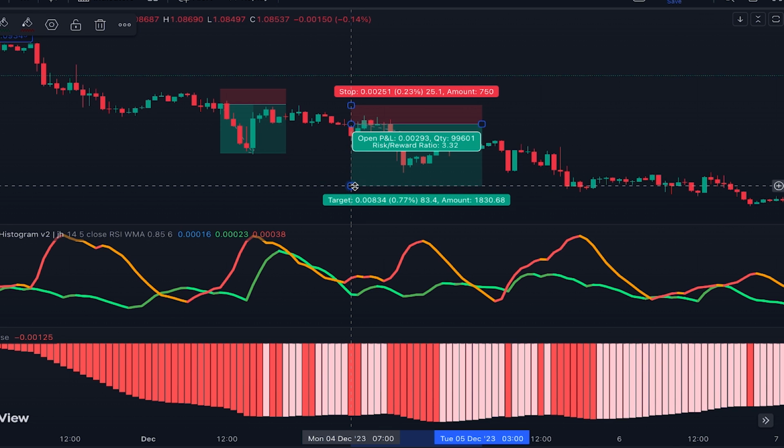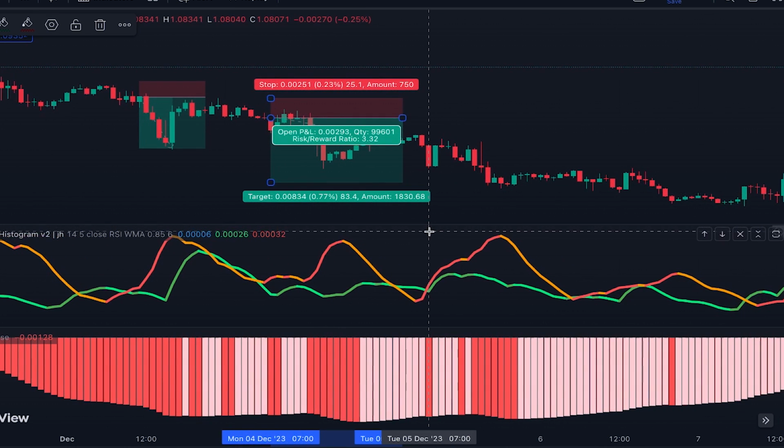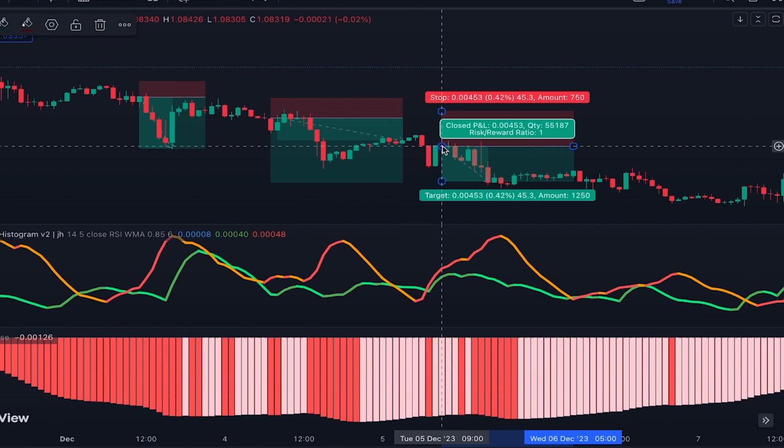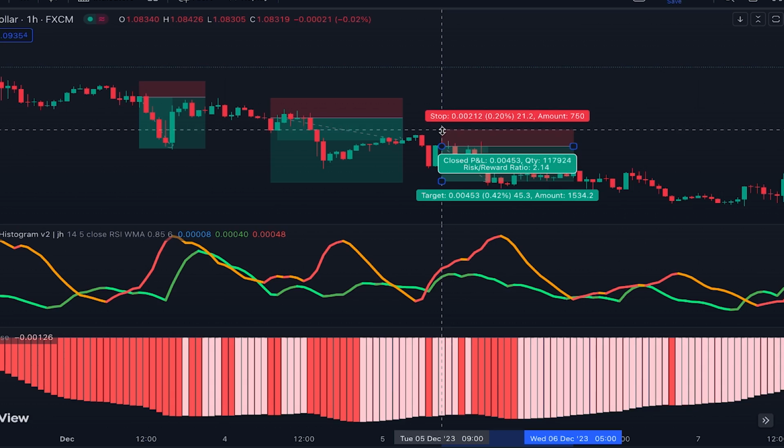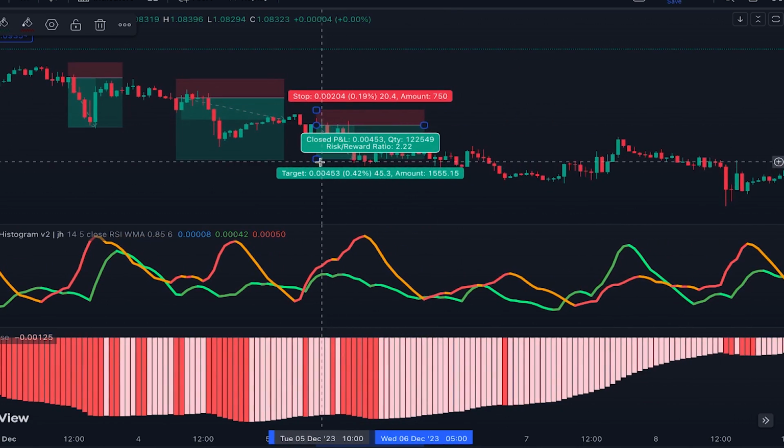As you can see, another short position signal we have here where the red line crossed above the green line. So in practice, we could enter a short position at this point with the stop loss above the previous swing high, and this trade is also a profitable trade.